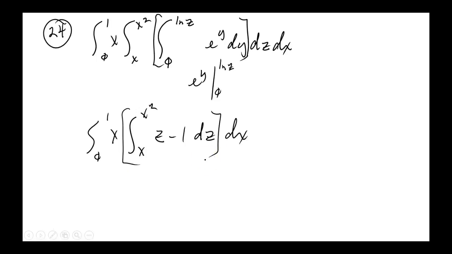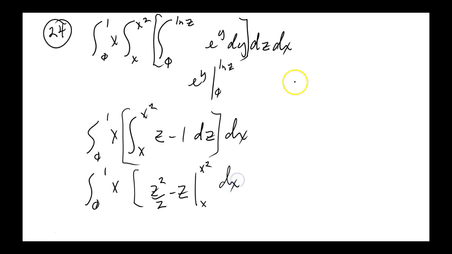Now you do that one. There's nothing to separate here because it's plus or minus. You can separate products and quotients, but not here. That'll be the integral from 0 to 1, x. And what will that integration be? z squared over 2 minus z, evaluated from x to x squared, dx.